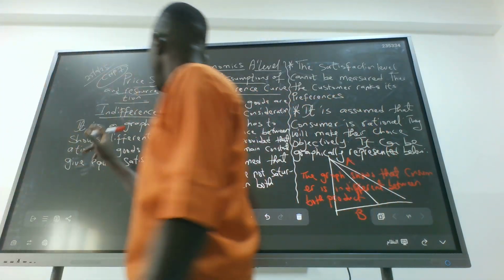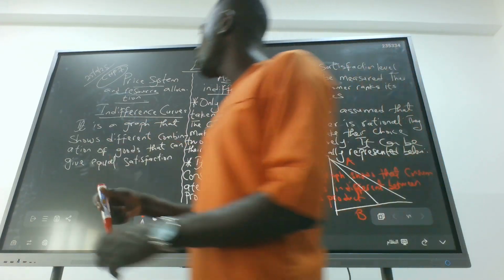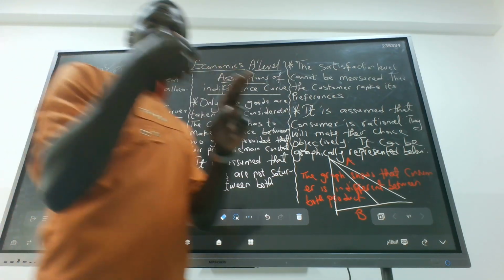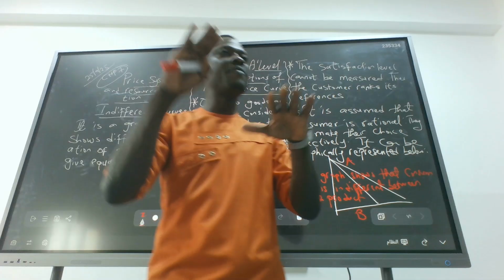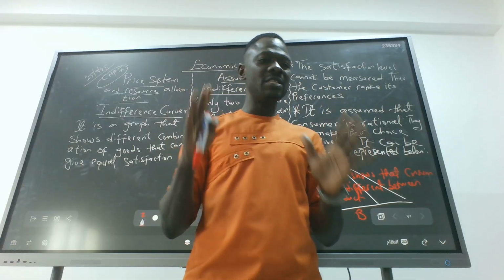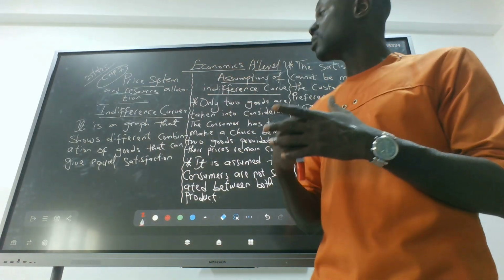So here there's a graph that shows the different combinations of two goods that can give equal satisfaction. Both goods will give satisfaction, but the behavior of the consumer is different. That's why we have an indifference curve. So what is the assumption? What are the assumptions of indifference curve?